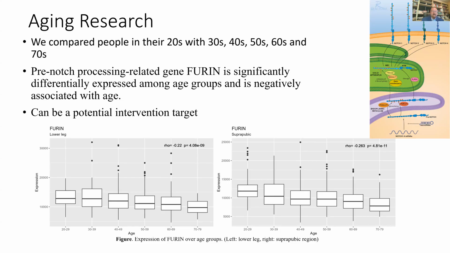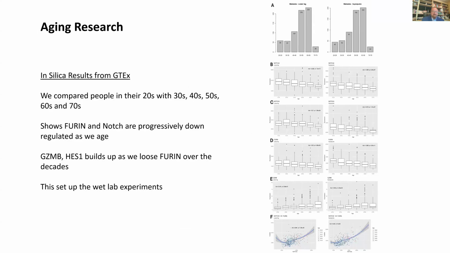And so we took a database called GTEx, which is a database of normal people, and we compared people in their 20s, 30s, 40s with 40s, 50s, 60s, and 70s. And we looked for things that were progressively downregulated or progressively upregulated. And we looked at it in pathways that are related to telomere growth or length, which is known as a marker for aging. And we think this could be a potential intervention.